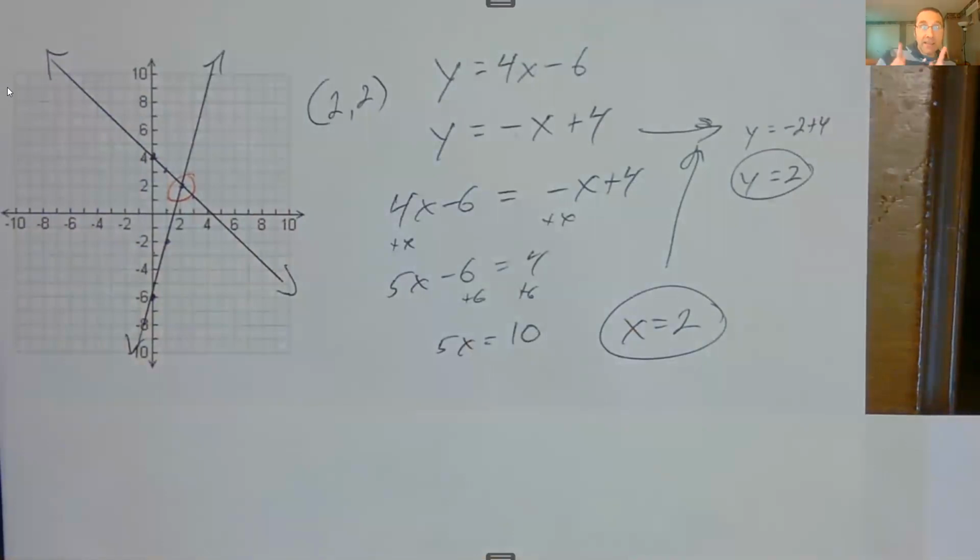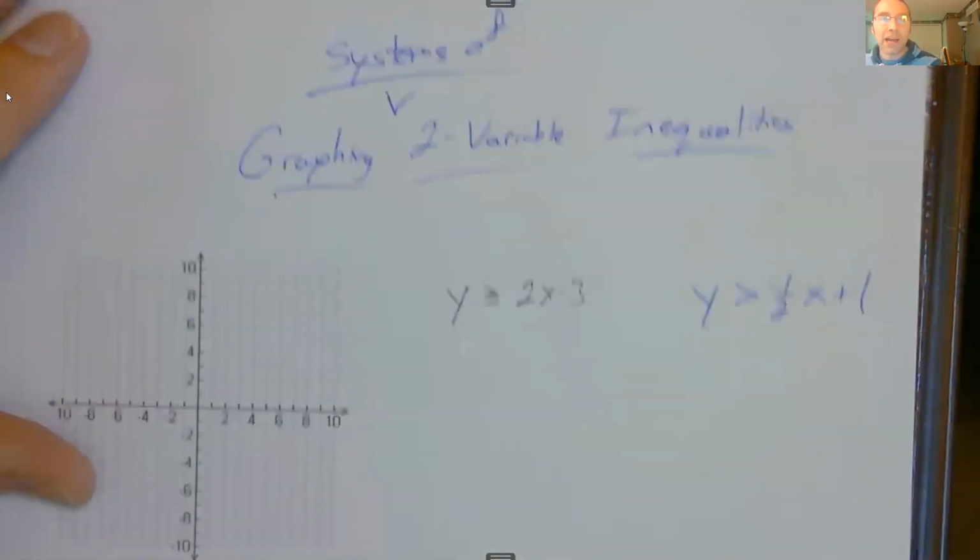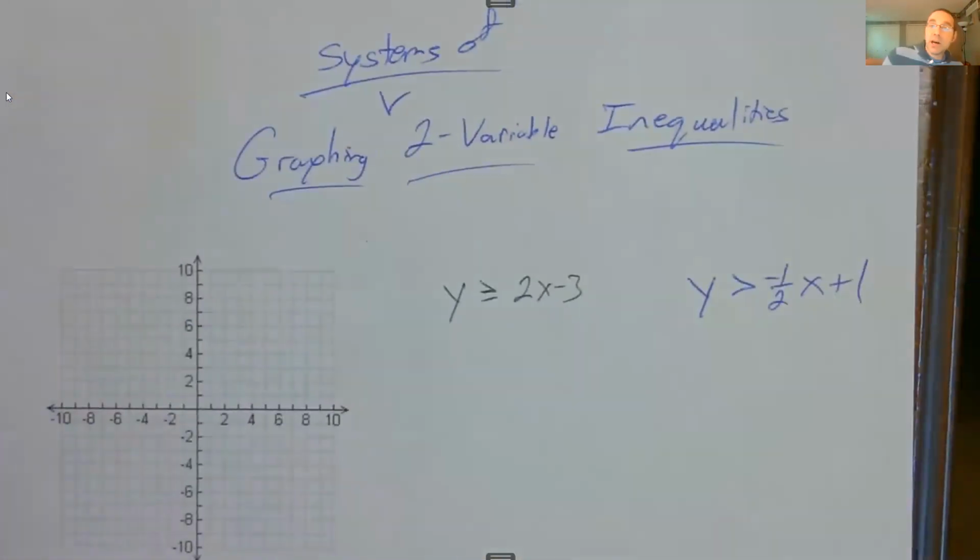So again, finding whichever point, in this case, there's only one point that made both of those equations true. All right. So here's where we're going with this. We are graphing systems of two-variable inequalities. That's what we're trying to accomplish here.